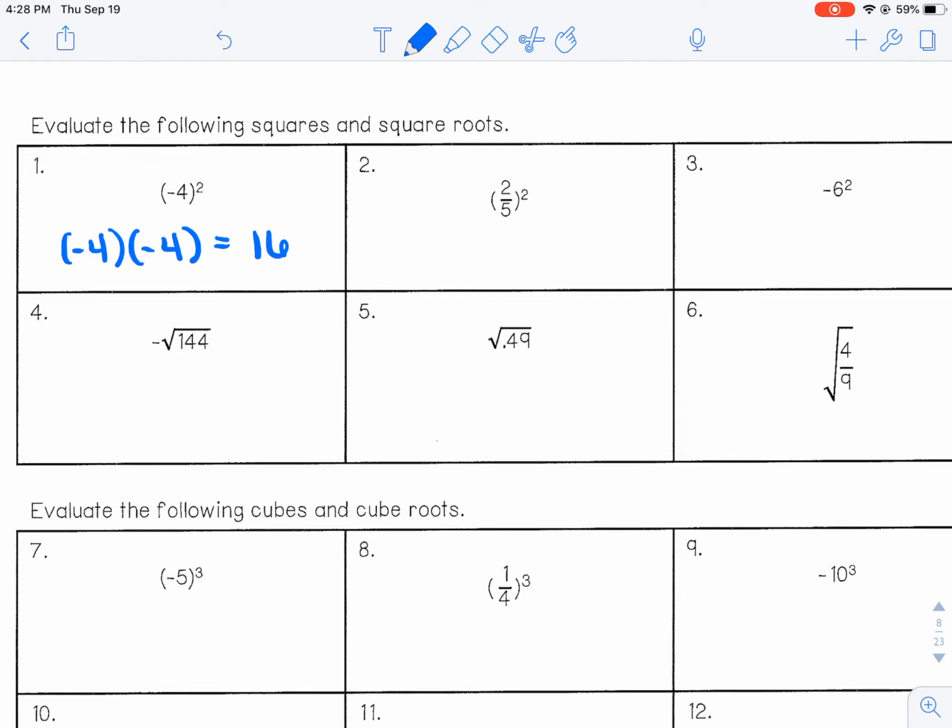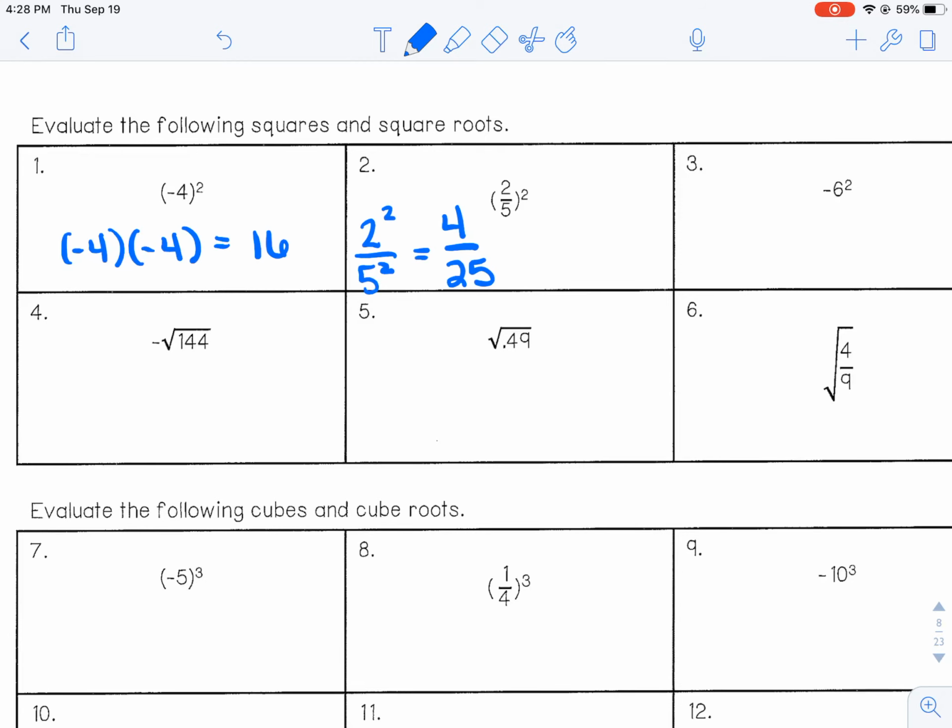For number 2, we have 2/5 in parentheses, and it's squared. So that means we're looking at 2 squared over 5 squared. That's what that means. And 2 squared is 4, 5 squared is 25.